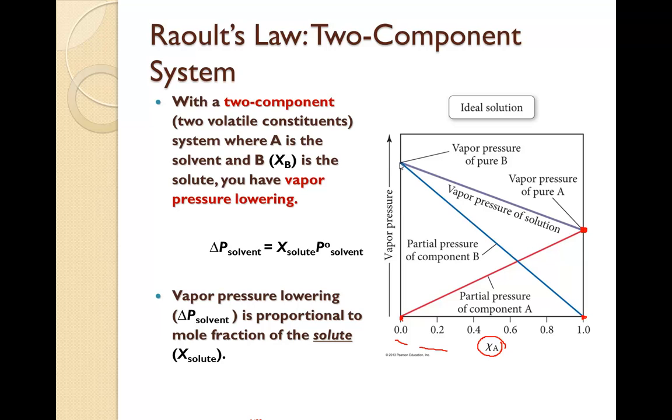At 100% B, which is here where there's no A, the vapor pressure is up here. But as you add more A, the vapor pressure decreases. So with a two-component system where A is the solvent and B is the solute, you have a vapor pressure lowering. This here, the vapor pressure of the solution, are those two graphs added together. The vapor pressure lowering is proportional to the mole fraction of the solute.